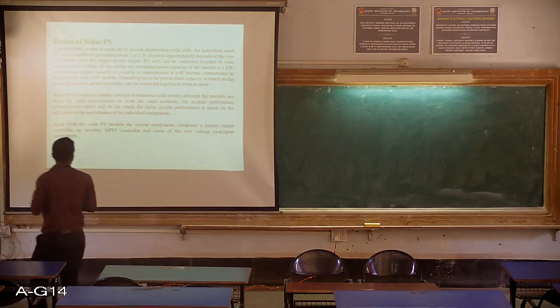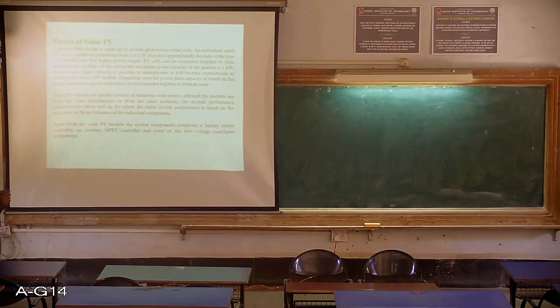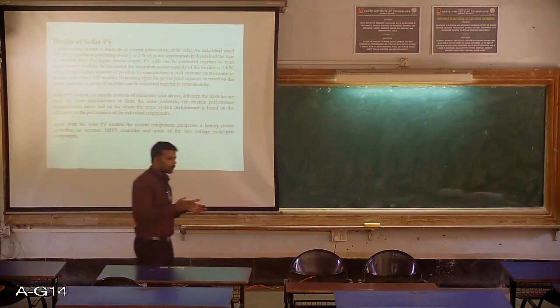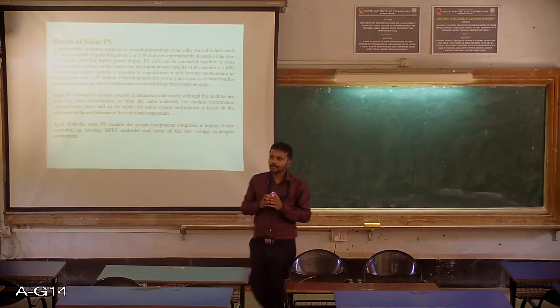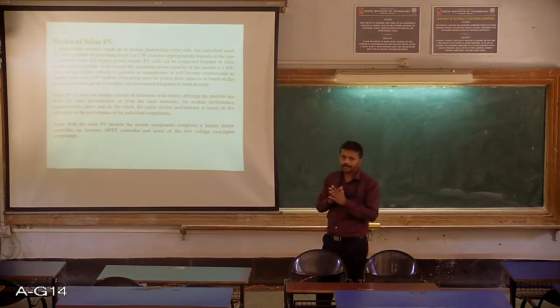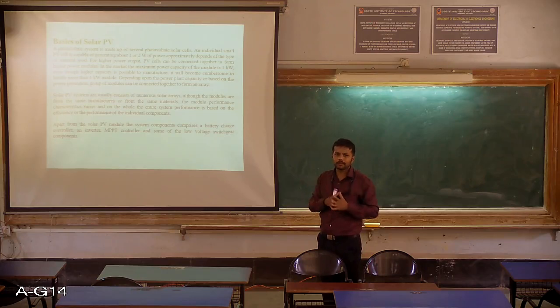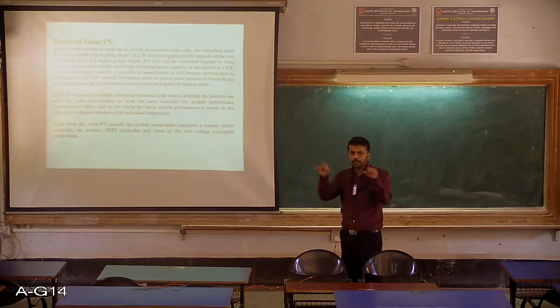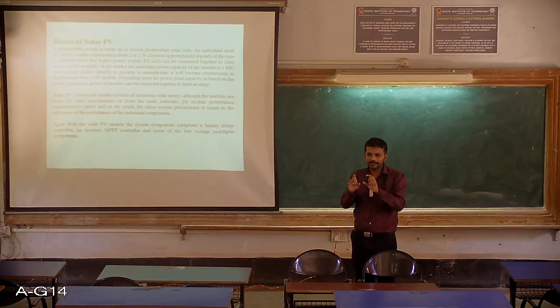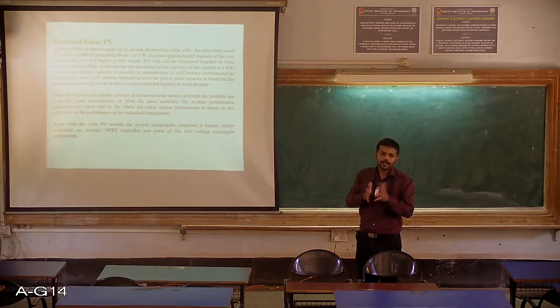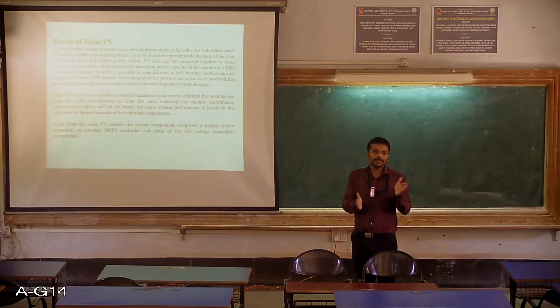In the market, the maximum power capacity of each module is 1 kilowatt. Nowadays even higher capacity ones are available, but in practice, in most places, these PV modules or PV systems are made for a maximum of 1 kilowatt. If we want to install 10 kilowatts, we can install 10 modules in series. So 10 into 1 becomes 10 kilowatts.